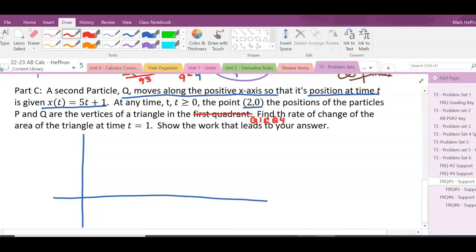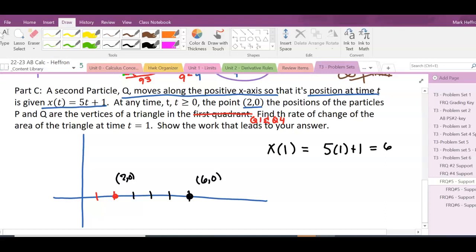So we've got 2, 0. So we've got one vertice at 2, 0. The other one is going to come for when the position when x is position when time is 1. So x of 1 will equal 5 times 1 plus 1. So that means x is 6. So I've got a point 1, 0, 2, 3, 4, 5, 6. Okay? So 1 point at 2, 0, 1 point at 6, 0.